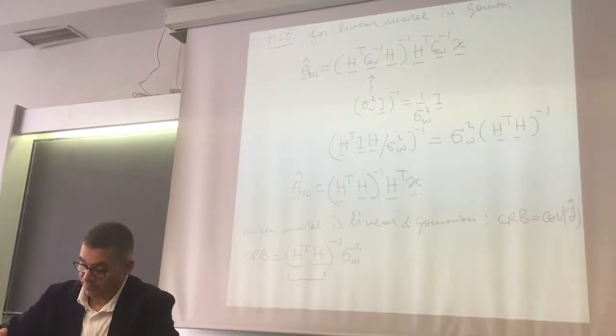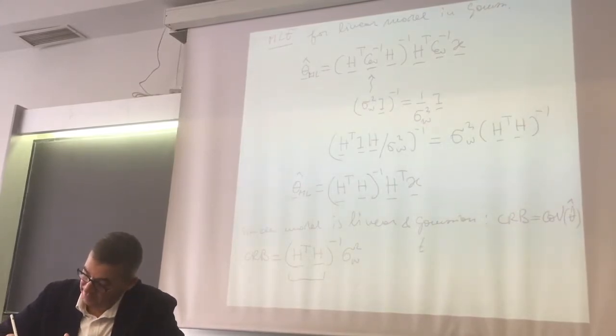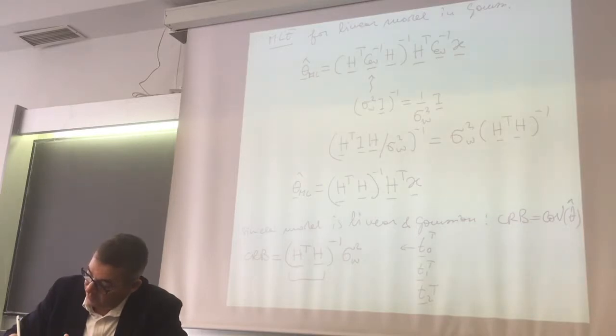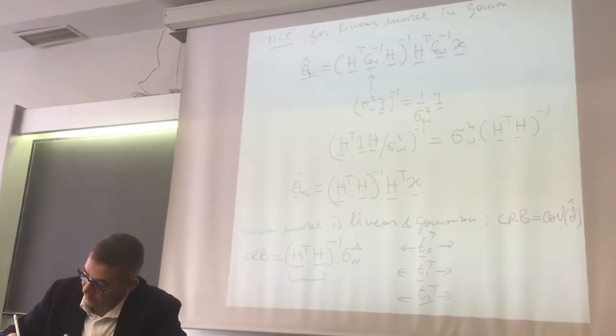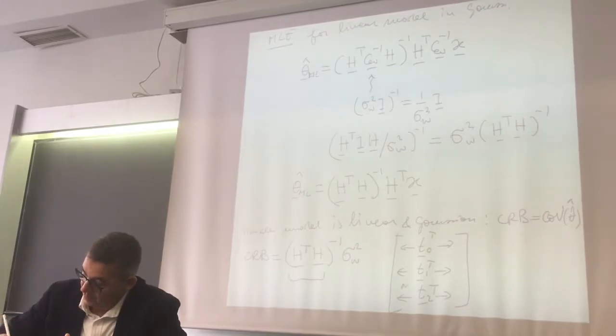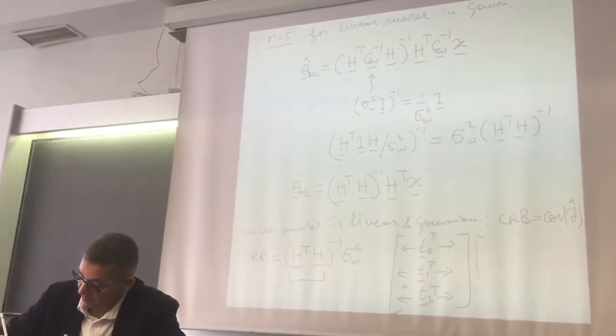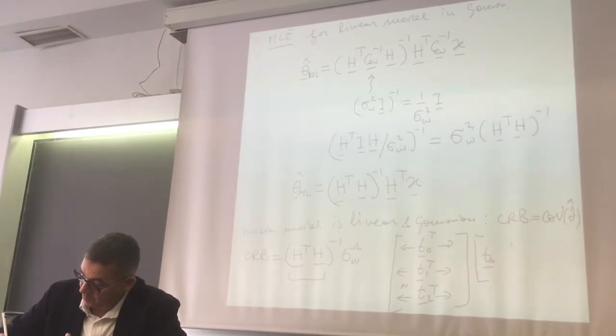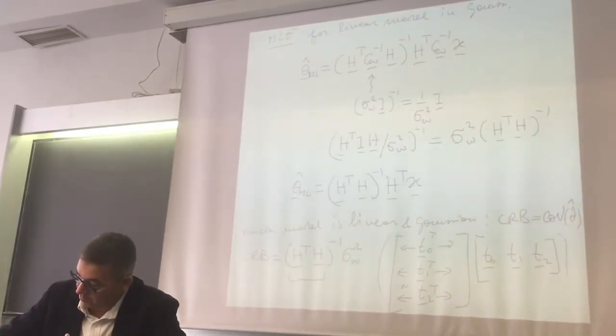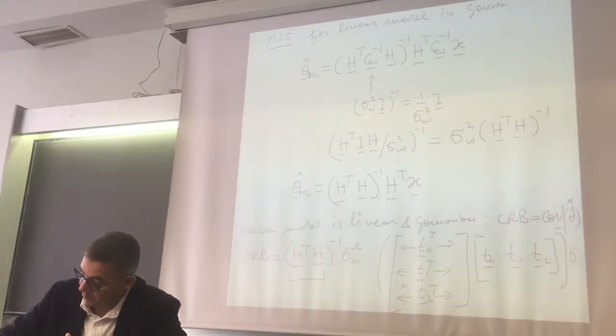So let's make it. That one is T0 transpose, T1 transpose, T2 transpose. Now these are row vectors composed of n elements, multiplied by T0, T1, T2, times everything to the inverse, times sigma squared.